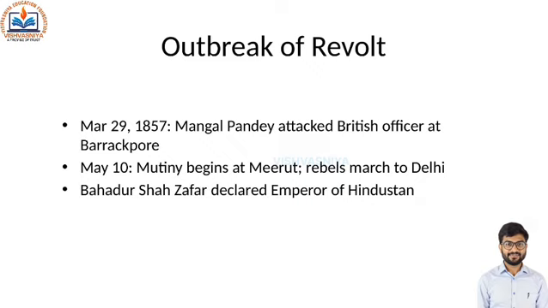Sir, why Bahadur Shah Zafar? He didn't have power, right? On March 29, 1857, a sepoy named Mangal Pandey attacked a British officer at Barrackpore. He was arrested and later hanged. Then on May 10th, sepoys in Meerut revolted, killed their officers, and marched to Delhi. They declared Bahadur Shah Zafar as the Emperor of Hindustan.